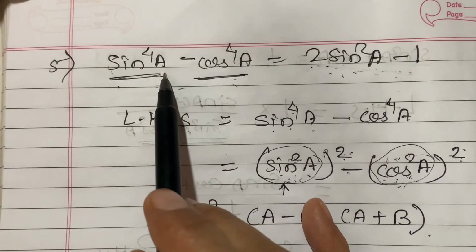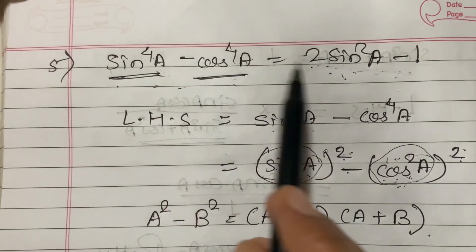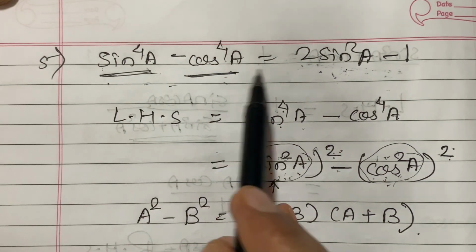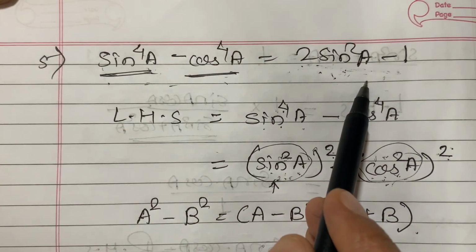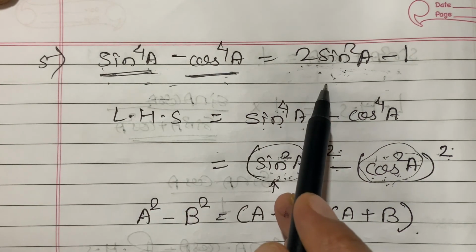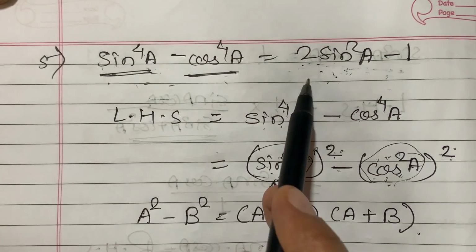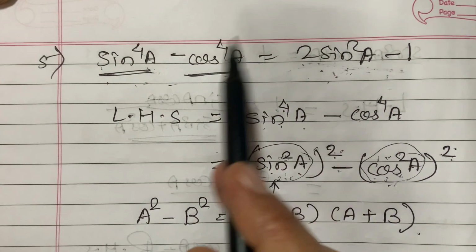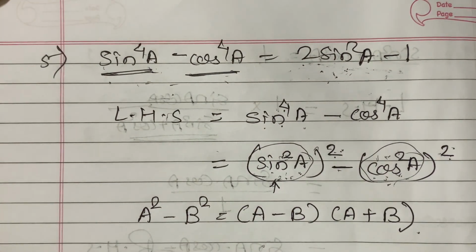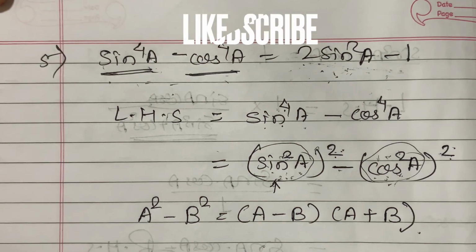So thus we have proved this trigonometric identity. A trigonometric identity means it is true for any value of a. Start from the complicated side and reach the simple side. Start from LHS and reach the RHS, or start from RHS and reach the LHS, to prove these trigonometric identities. That's it for today's lecture.